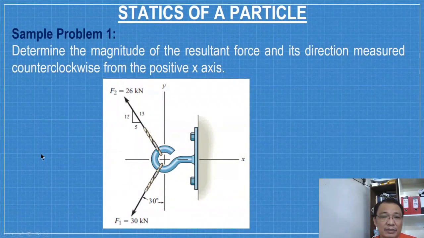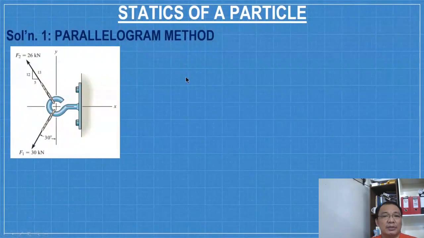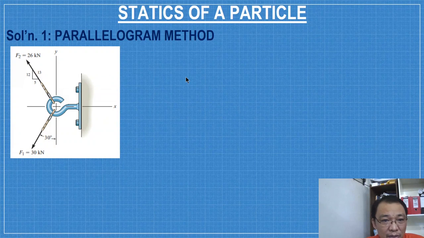Okay, so to illustrate, let us solve this problem. Determine the magnitude of the resultant force and its direction measured counterclockwise from the positive x-axis. So we have two forces. Again, the F1 has a direction referred from the y-axis, and then F2, instead of the angle, slope given. So let's solve this in two ways. One, using parallelogram method. Second, using components. And then we'll compare kung same lang ba result. Okay.